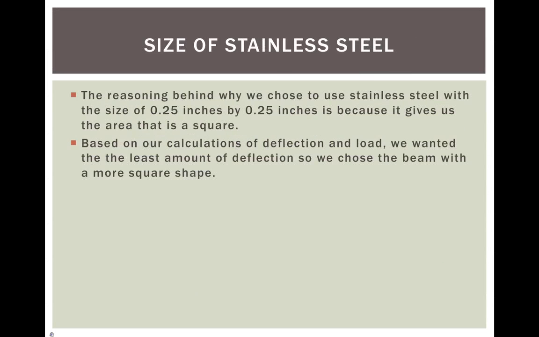The reasoning behind why we chose to use stainless steel with the size of 0.25 by 0.25 inches is because it gives us an area that is a square. Based on our calculations of deflection and load, we wanted the least amount of deflection, so we chose the beam with a more square shape. And because of our results, the longer and thinner the beam is, the more deflection it gives, which makes it less optimal. And the shorter and wider the beam is, the less deflection it would provide, which makes it more optimal.